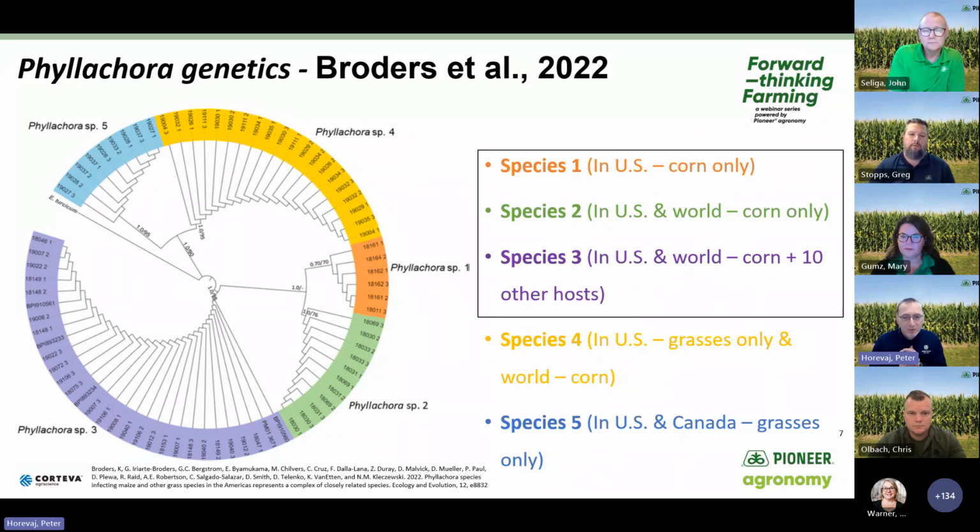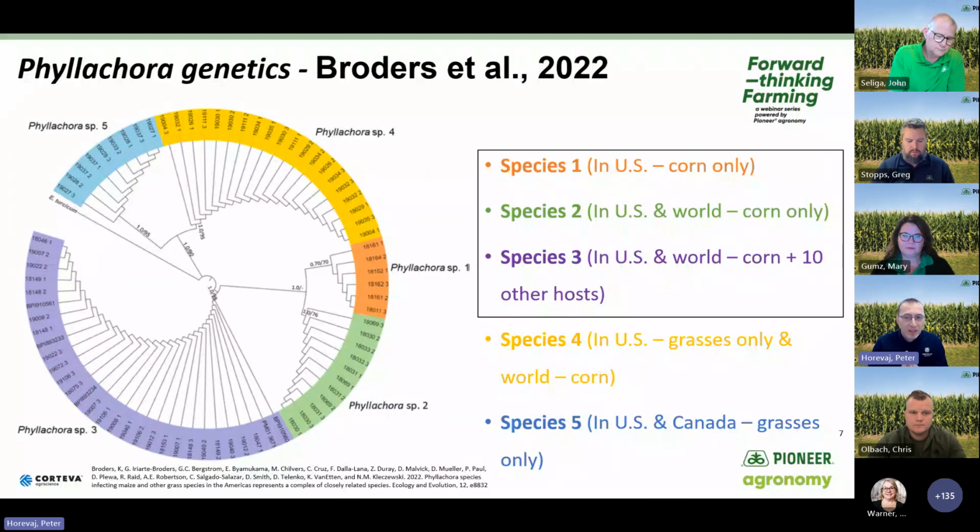They got samples from across the world and across other species, not just what was collected from maize, but also from the other hosts, primarily grasses. This Phyllachora genus is known to cause tar spot on other plants like grasses. So it's not just causing problems or disease on corn.